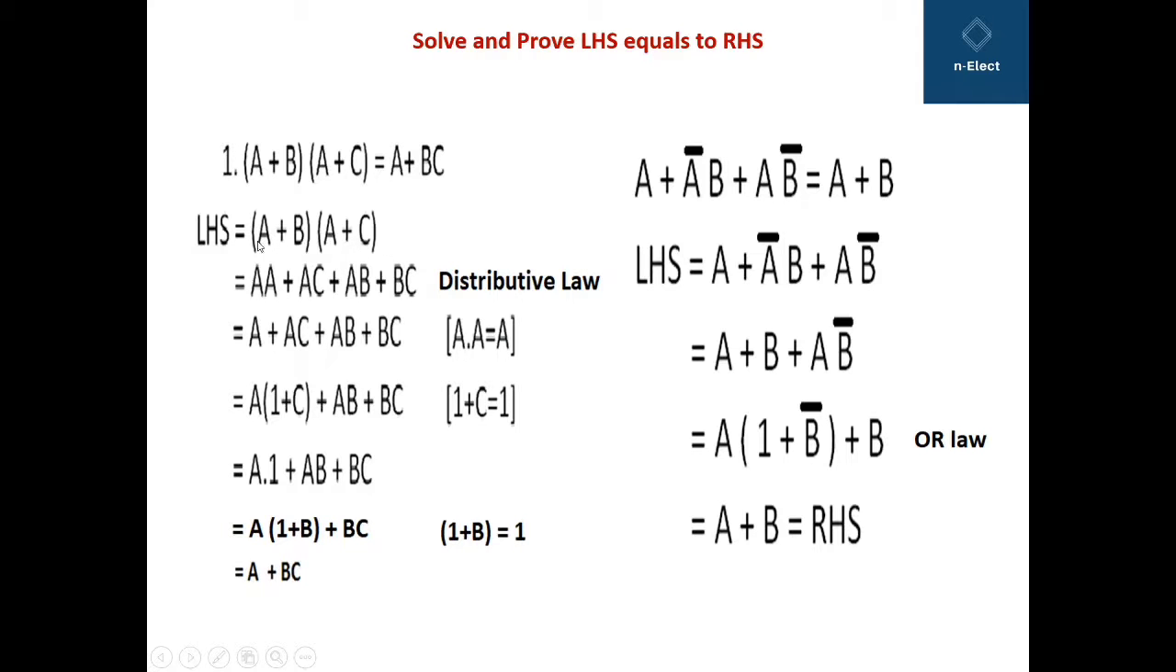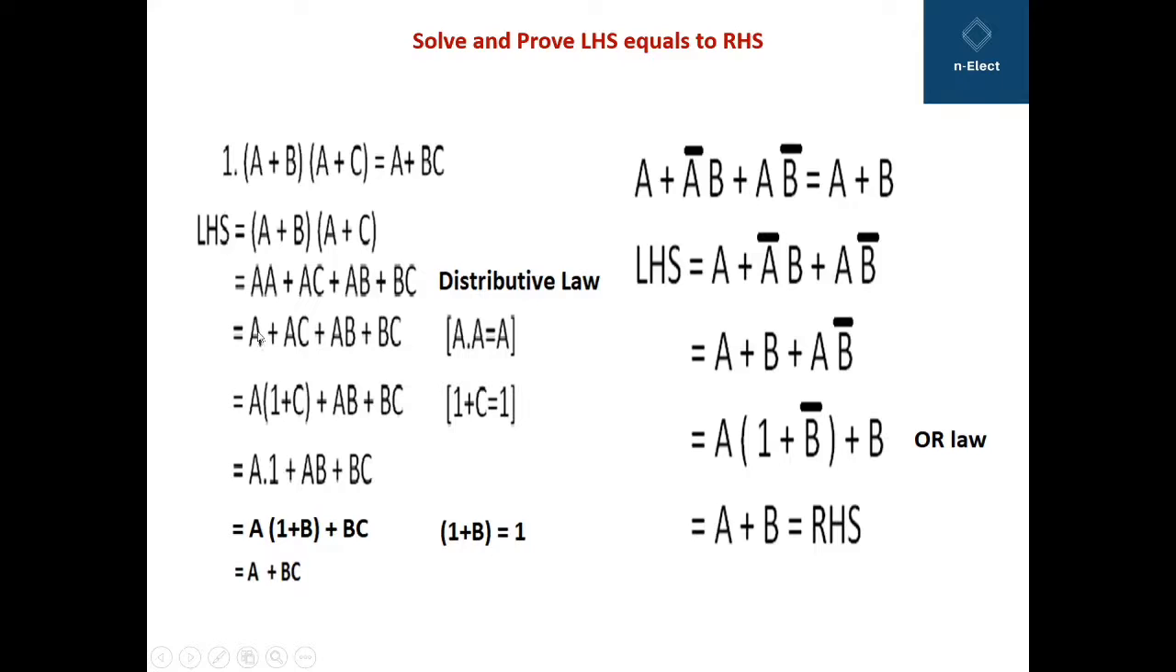So now here we are applying the distributive law. By multiplying this bracket by this bracket, we will get AA plus AC plus AB plus BC. So we'll get these terms. Here we know that A dot A is A, so we are turning this A dot A into A. Then AC will be as it is, then AB plus BC.